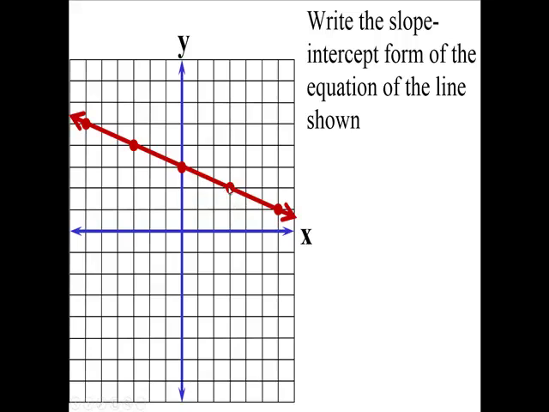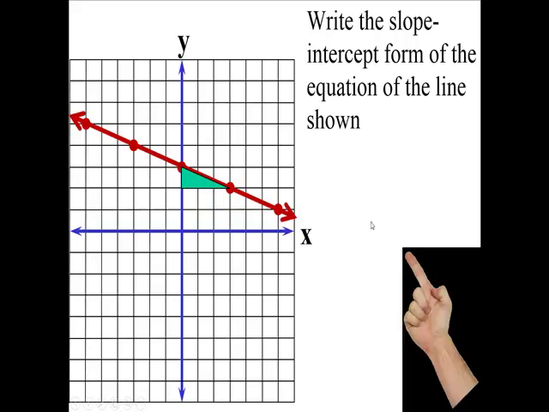How far over is this? 1, 2, 3. So the slope of the line is going to be negative because we're going upward to the left. Upward to the left makes a negative slope. And the slope, it rose 1 and it ran 3. So the slope is negative 1/3.